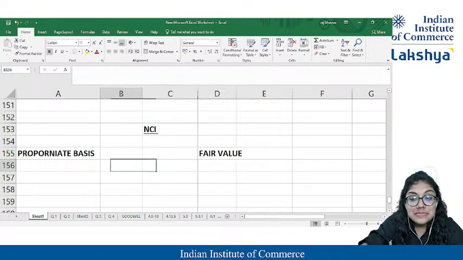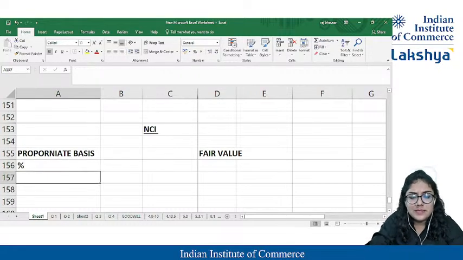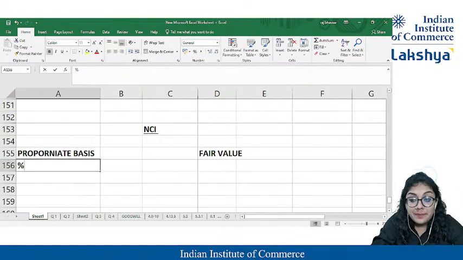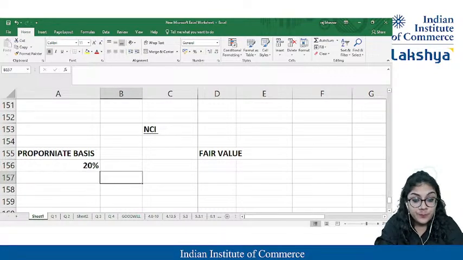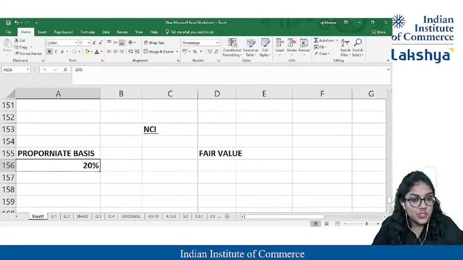Proportionate means the percentage. Can you tell me in the above question what is the percentage of NCI? Yeah, ma'am, 20%. That means 20% is a proportionate basis, and fair value is something else which I'll explain after 2 minutes. But what is that proportionate basis?